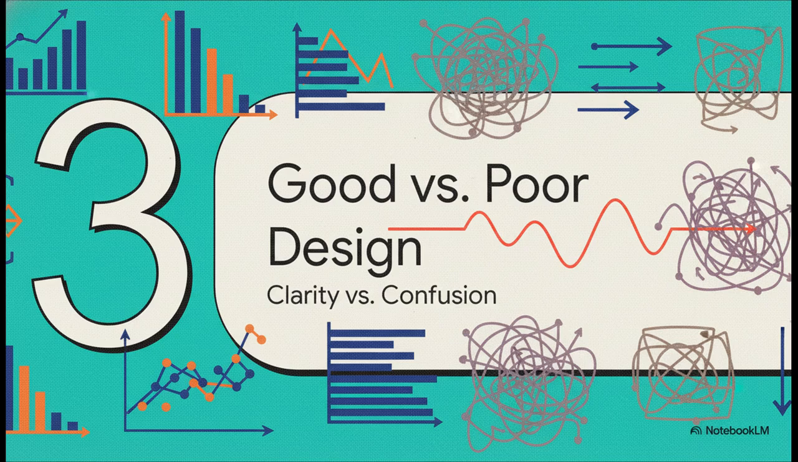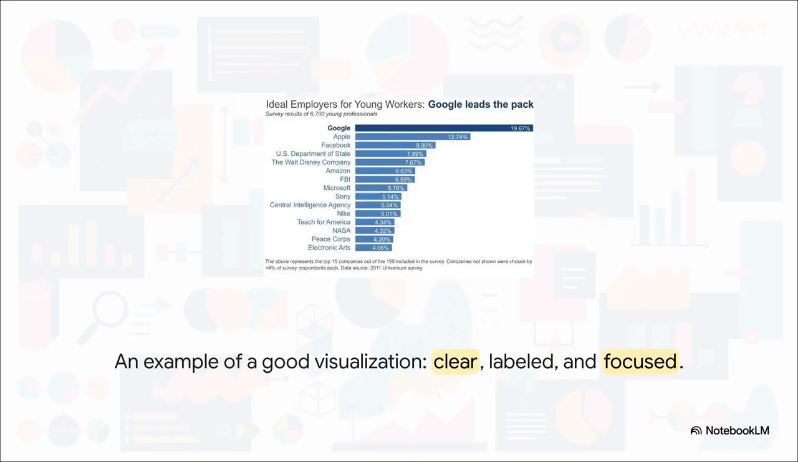We're going to explore that very fine line that separates a design that gives you instant clarity from one that just creates a total mess. So, take a look at this. What makes this chart so good? It's simple. The title tells you exactly what you're looking at. The bars are sorted, which makes comparing them effortless. The labels are clear. Bam! In 2 seconds flat, you get the key insight. Google is the top choice. This is good design. It's focused, and it gets straight to the point.